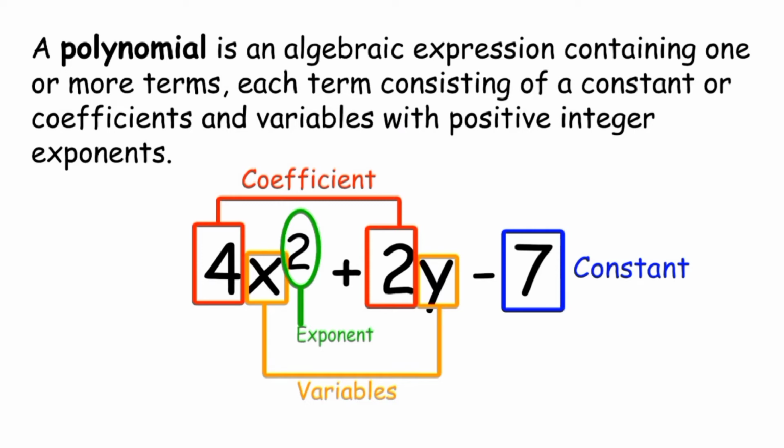A constant is a fixed number that doesn't have variables, while 4 and 2 are the coefficients having variables and exponents with them.